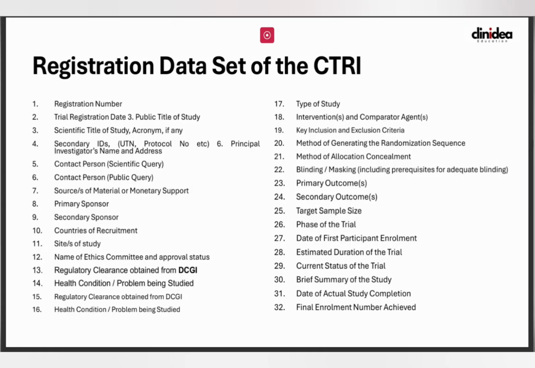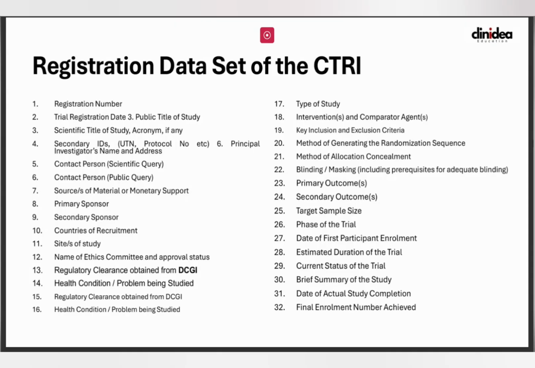Then countries of recruitment. So we will list all the countries where participants are being recruited. It's especially important for multi-country trials, where in different countries that investigational product was tested. So you have to mention the name of all the countries. Then the site of study, where it was conducted, the whole address and everything.